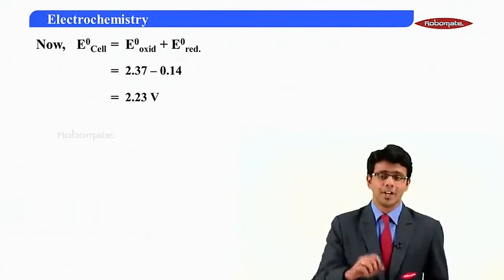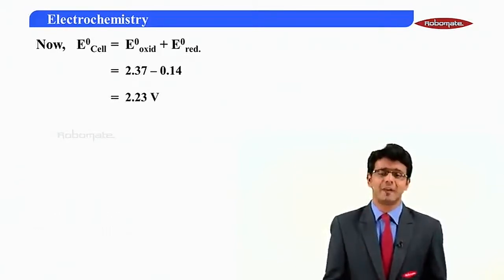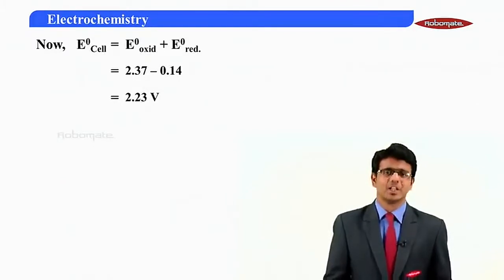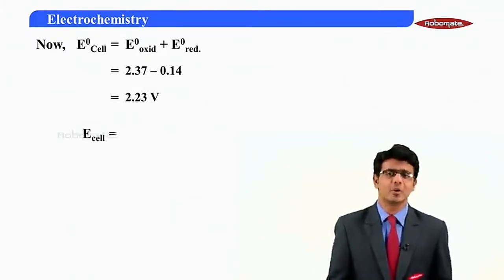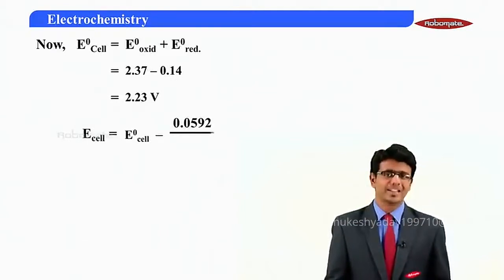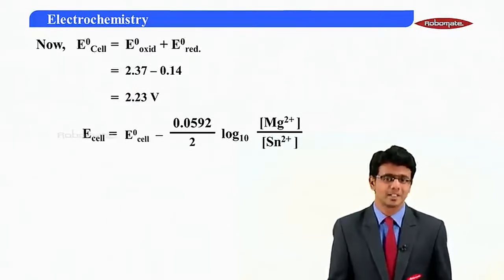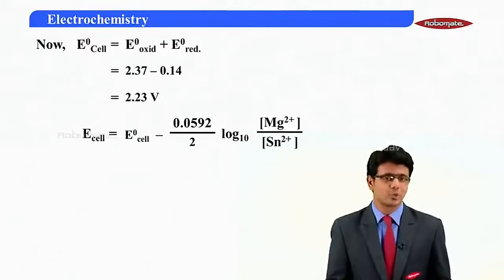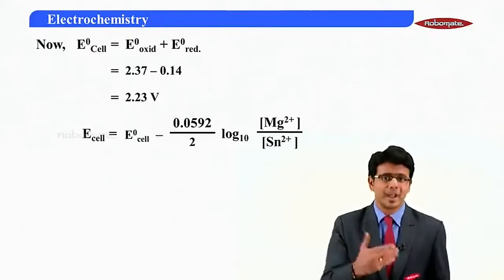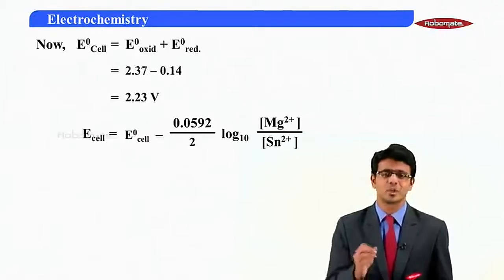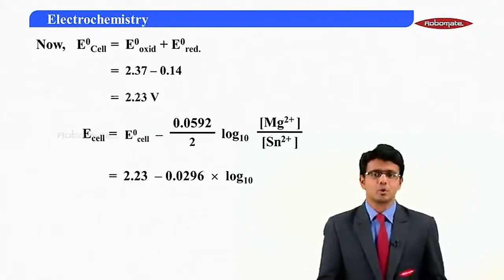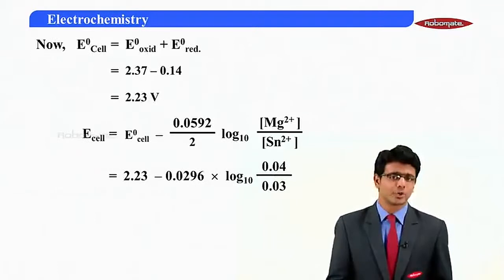Okay. Now, once we have found the value of E naught cell, we can easily find the value of E cell, isn't it? So, E cell here is equal to E naught cell minus 0.0592 upon 2 log to the base 10 concentration of magnesium ions upon concentration of tin ions, right? So E naught cell we already know it is 2.23 and also the concentration of magnesium and tin ions. So we substitute the values here. So 2.23 minus 0.0296 into log to the base 10 0.04 upon 0.03.